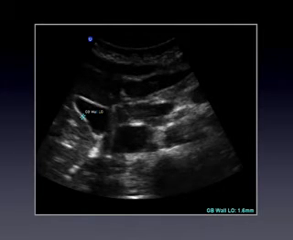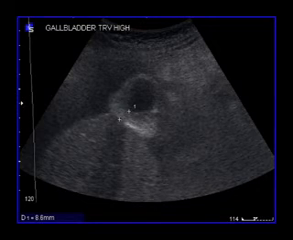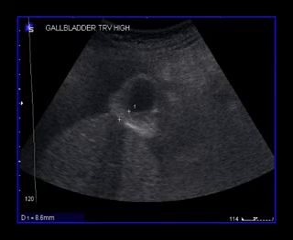This is a good example of that same finding. This is a transverse low with a wall that's adjacent to the liver. And as we can see, it's clearly delineated. We can measure that. In this case, it's 1.6 millimeters. Contrast this from this transverse high image where the gallbladder wall thickness is 8.6 millimeters. This is in a CHF patient.